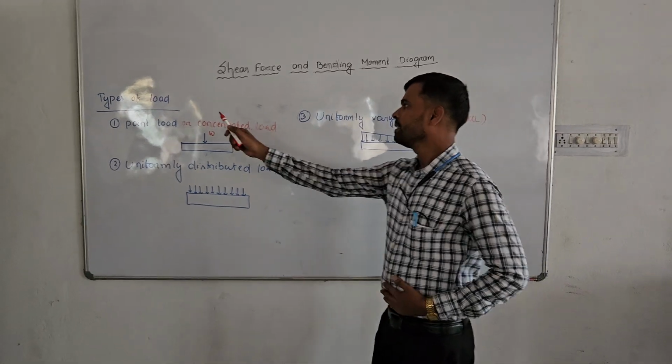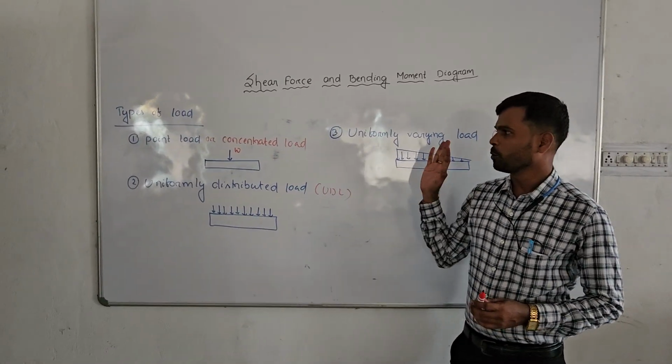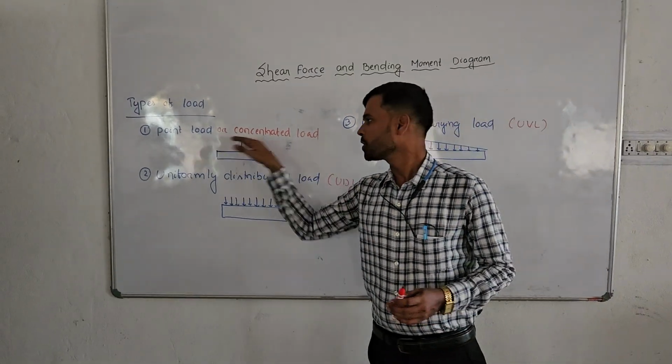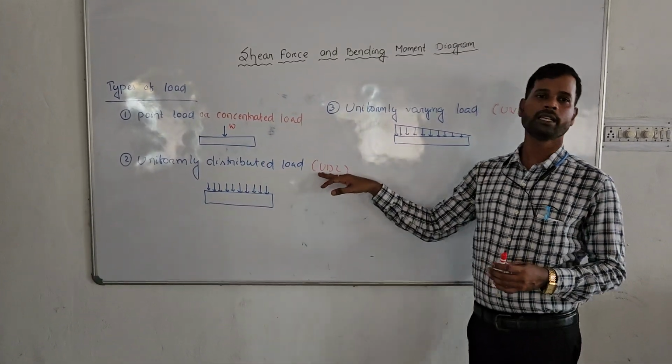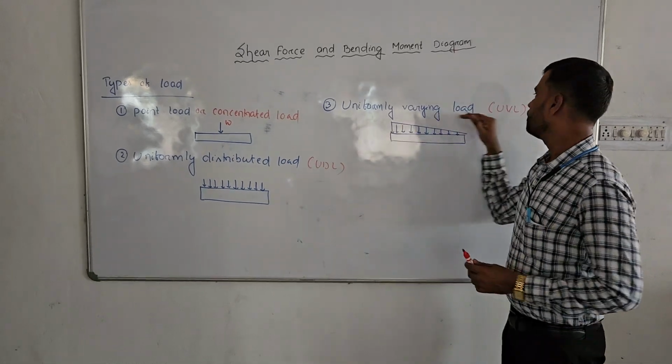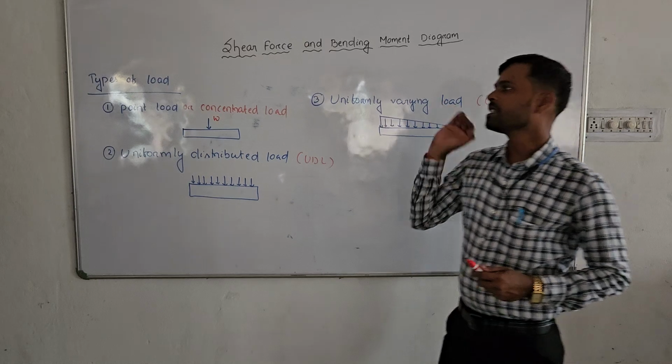So next we will see the types of load. Actually, from our subject point of view, there are three types of loads. The first one is point load or concentrated load. The second one is uniformly distributed load, also called UDL in short form. The third one is uniformly varying load, also called UVL. So first, from the name itself, we will see.